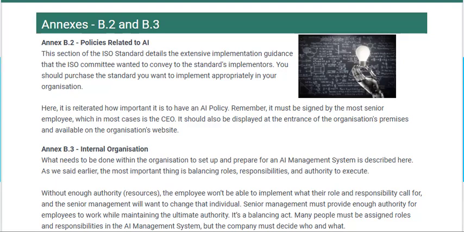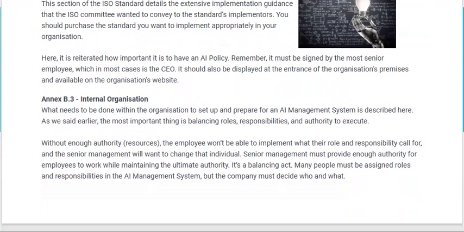Here, it is reiterated how important it is to have an AI policy. Remember, it must be signed by the most senior employee, which in most cases is the CEO. It should also be displayed at the entrance of the organization's premises and available on the organization's website.